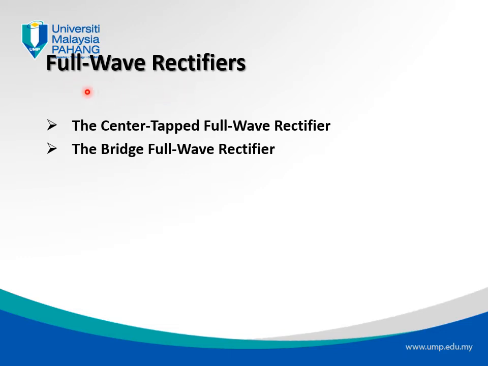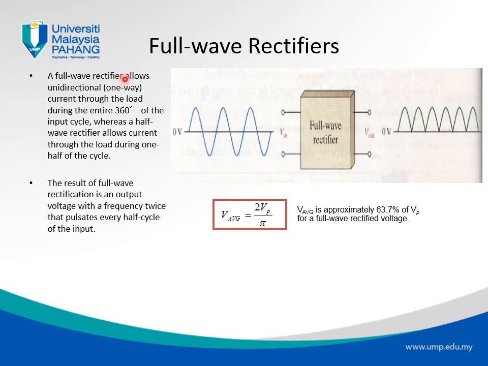So in this section we'll go through full wave rectifiers by going through 2 points. The first one is the center tap full wave rectifier, which is one type, and then the other type that we will try to explain is the bridge full wave rectifier. So the advantage from using a full wave rectifier instead of half wave rectifiers can directly be seen from the form of the output waveform, right?